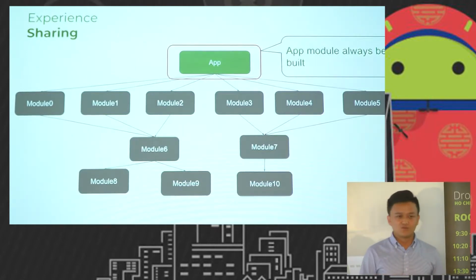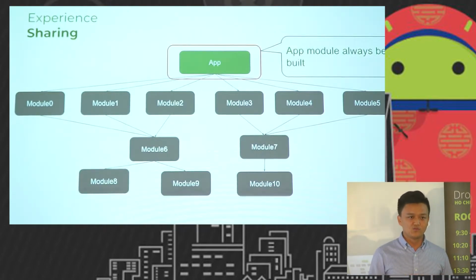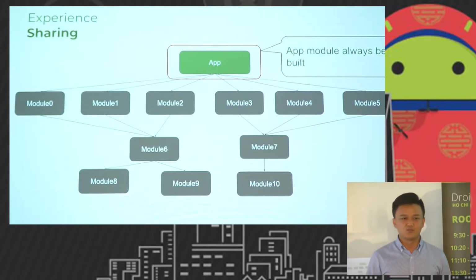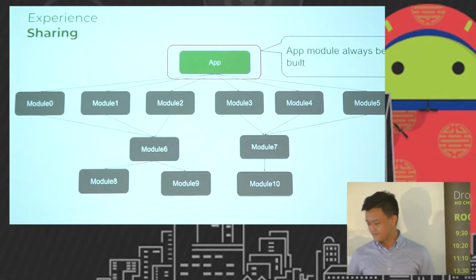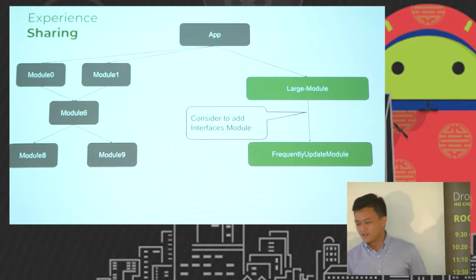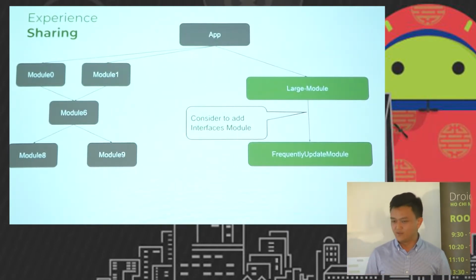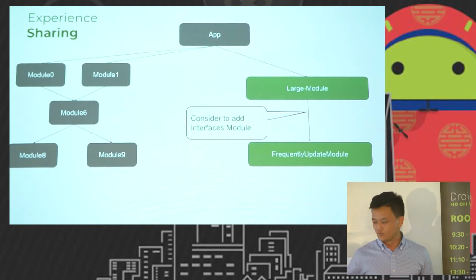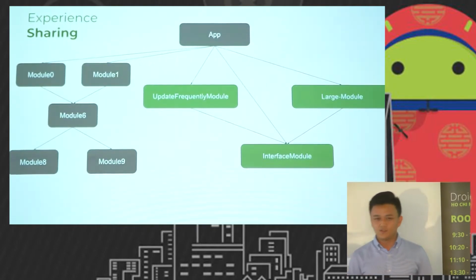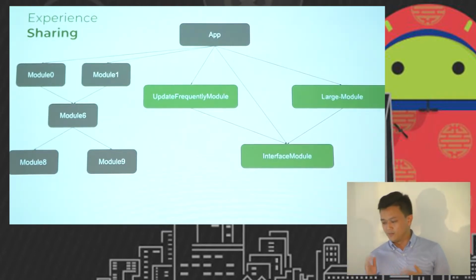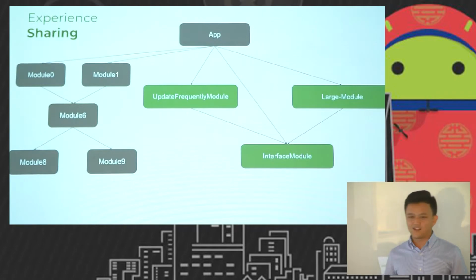And the app module, you know that whenever you do any change in your project, like in the lead module or any module, then the app module will always be built. It's always built for incremental build. So make sure that you keep the app module as light as possible. It will be very good for your incremental build. One more thing: if you have a large module that depends on a frequently updated module, you may consider adding an interface module in between to reduce the incremental build time. Because now, when you update the frequently updated module, it will not fire the rebuild in the last module in this example.